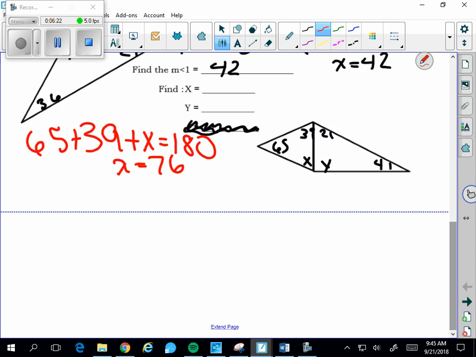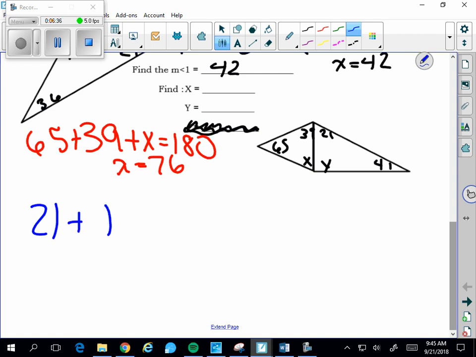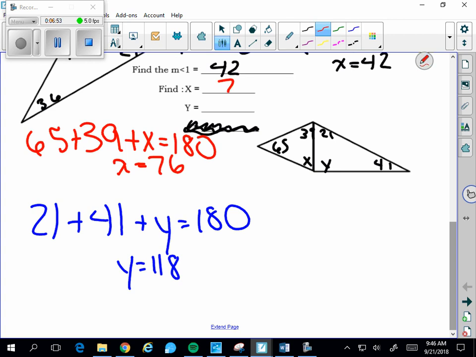And then I do the exact same thing to find y. My triangle on the right has the y. Let me write it in a different color so we're not confused. So I'm going to say 21 plus 41 plus y equals 180. And then I'm going to solve for y. And I'll get y equals 118. So up here I've got x equals 76 and y equals 118. So let's go ahead and flip the page.